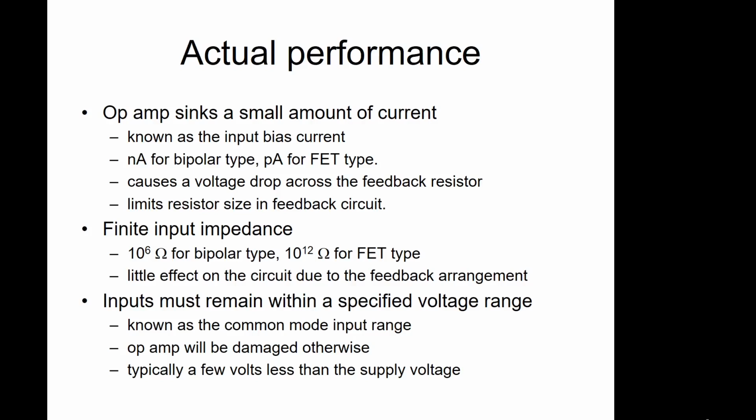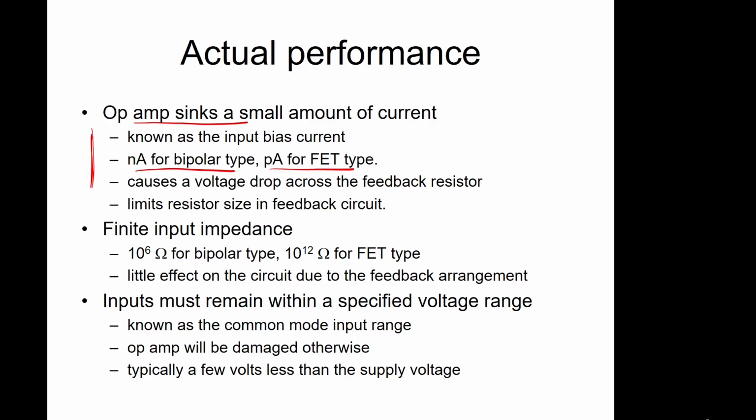The op-amp does actually sink current. So some of that current does go into an op-amp. It's known as the input bias current. It is very small. So it's nanoamps for a bipolar and picoamps for a field effect transistor type of op-amp. So there is a small amount of current, and that ultimately limits the size of the resistor you can use in your feedback. So as I said prior to this, if you have too large a resistance in your feedback loop, then it will affect the transfer function. So as long as you keep your resistances to a few tens of kilo ohms or thereabouts, then this shouldn't be a problem. So this one is okay. A finite input impedance.